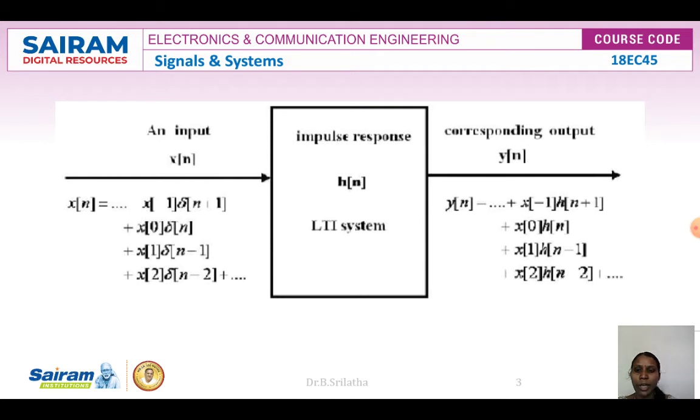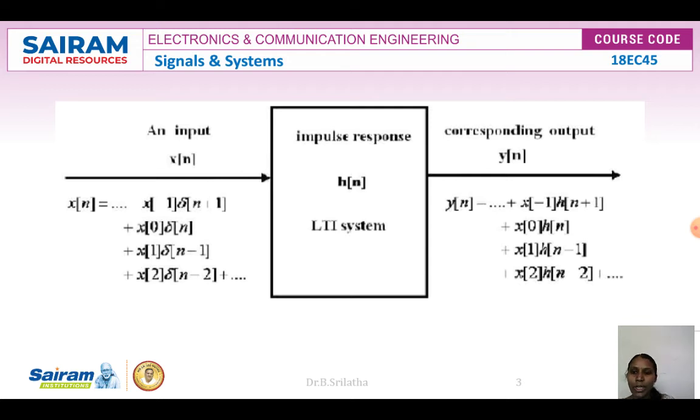Now I'm going to multiply x of minus 1 with delta, so the convolution of these two is nothing but x of minus 1 into delta of n plus 1, plus x of 0 into delta of n, plus x of 1 into delta of n minus 1, plus x of 2 into delta of n minus 2, plus x of 3 into delta of n minus 3, and so on. The summation of these will give the response h of n. That system response will give the output y of n. So the output y of n is nothing but the convolution of x of n with the impulse response h of n.